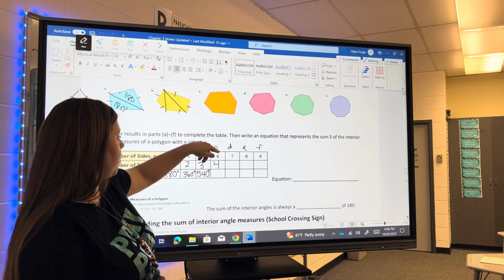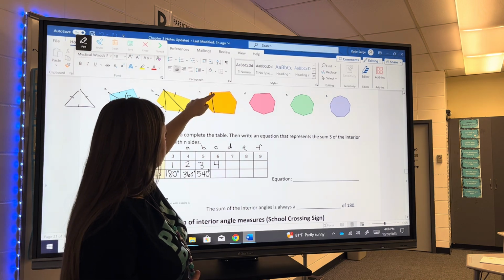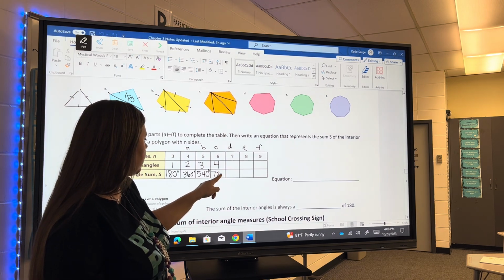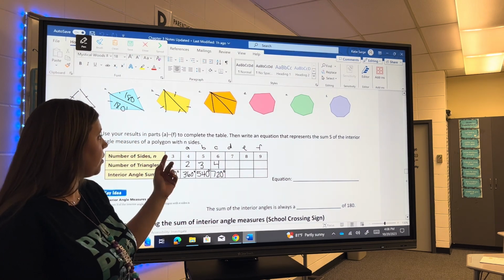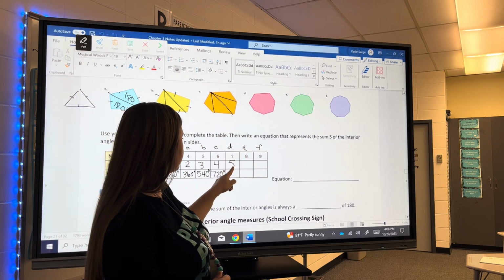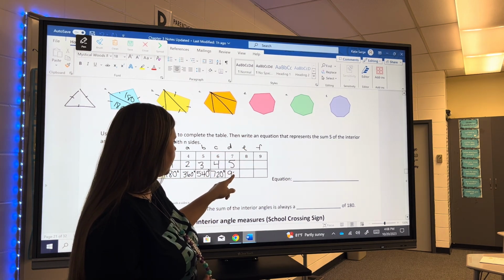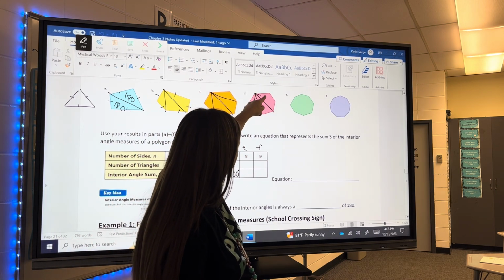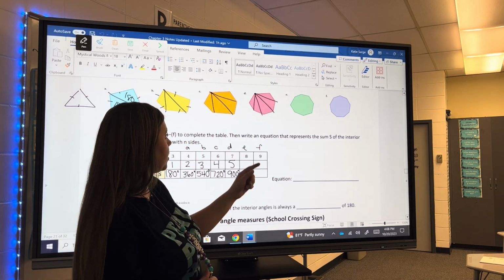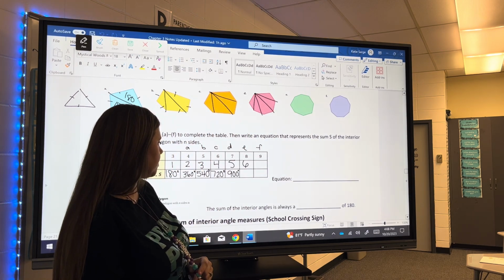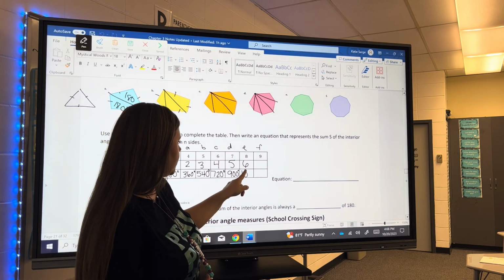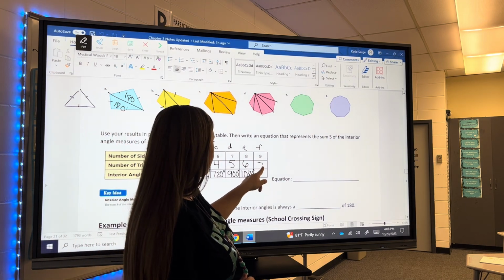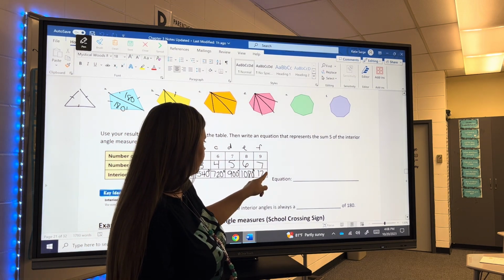So the next one was 4 triangles. And that was a sum of 720. The one after that should be 5 triangles with a sum of 900. Okay, so 1, 2, 3, 4, 5, 900. The next one should be 6 triangles for a sum of 1080 degrees. And then the last one was 7 with a total of 1260.